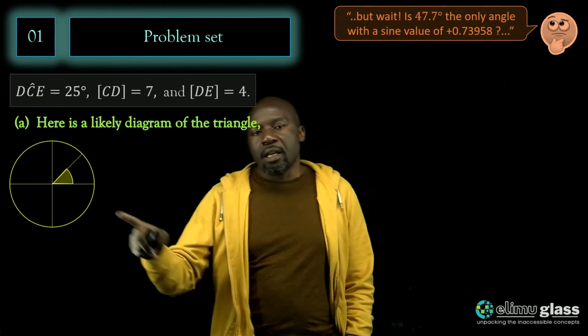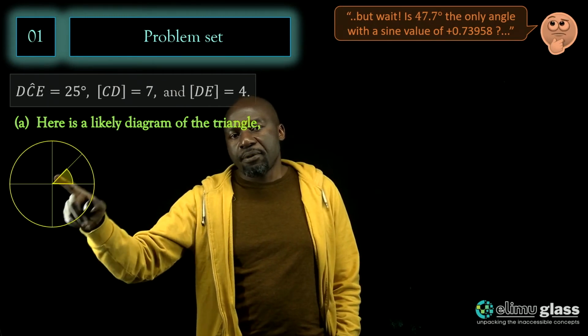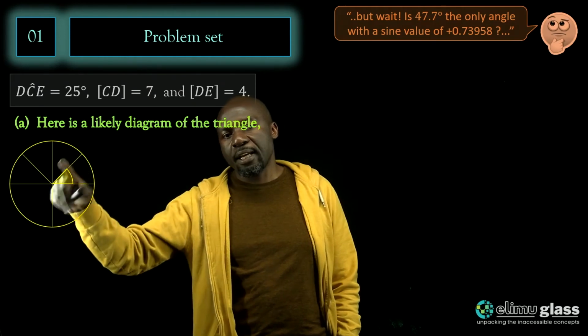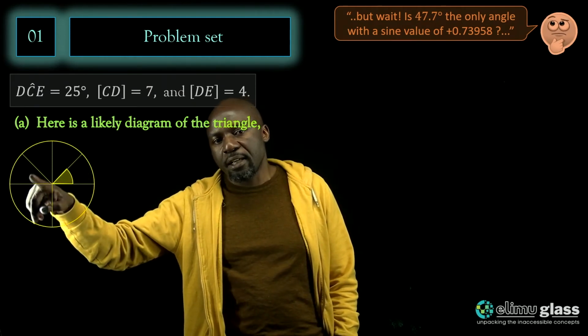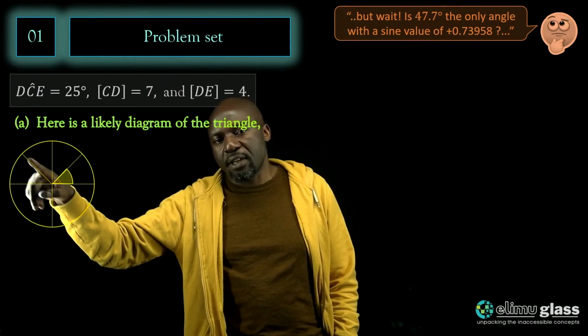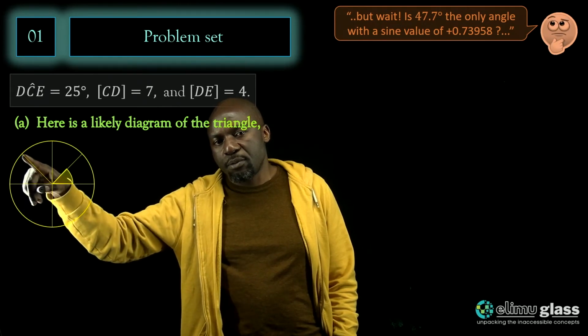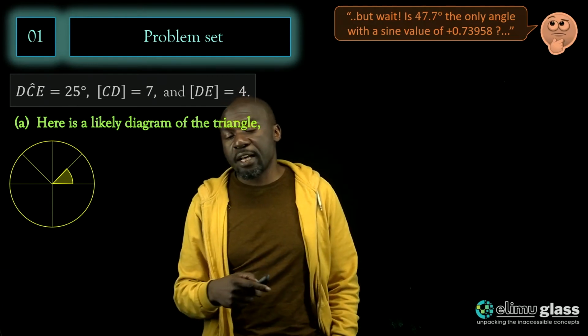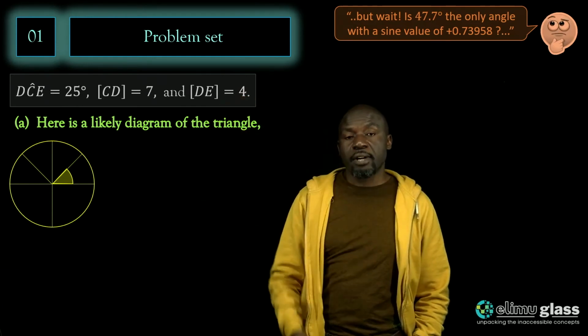But then in the second quadrant, we can map this 47.7 on the other side, right? So we can map this line there so that this angle here is 47.7. The height of this point must be the same as the height of that point according to the definition of sine on the unit circle, all right?